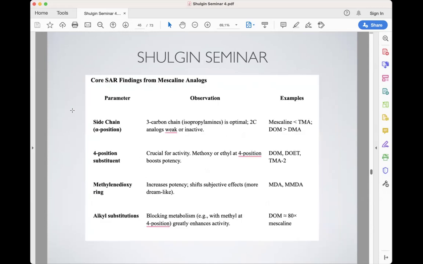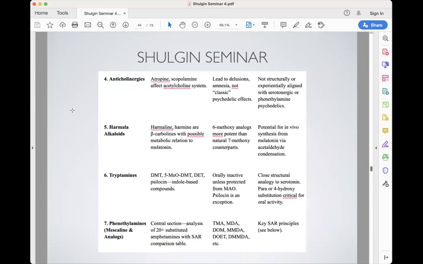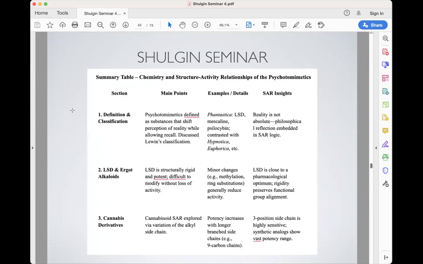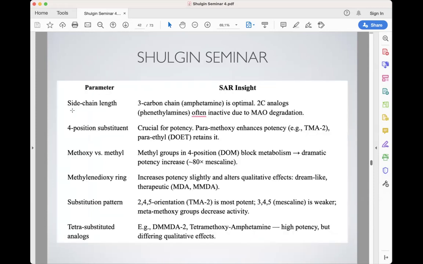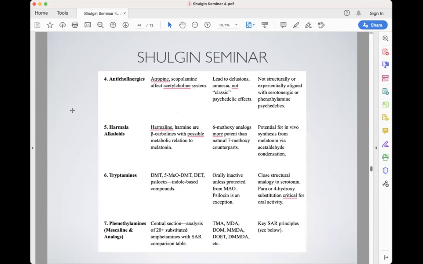And yeah. Anything else on this third paper? It is chemistry and structure activity of the psychotomimetics. It is a huge, way longer than the previous papers, and it contains much more material, chemical material, and the comparisons are more extensive. All right.